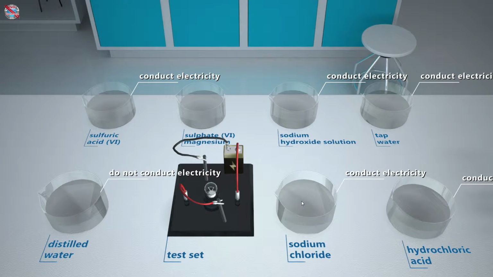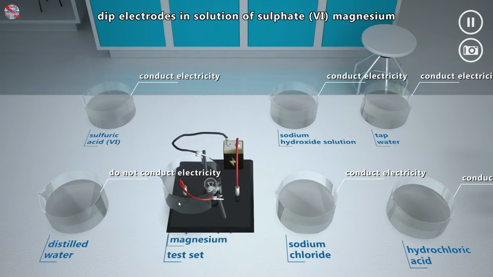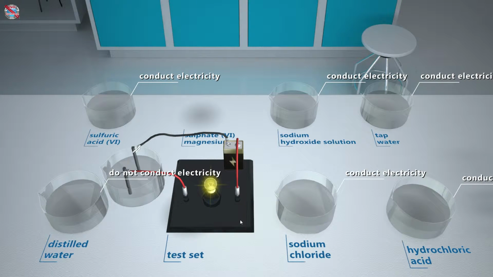Let's see if the same will happen with a solution of magnesium sulfate. Hydrated magnesium sulfate is commonly known as bitter salt or English salt. It was in fact mined in the United Kingdom, Epsom, and sold as a medicine with laxative properties.